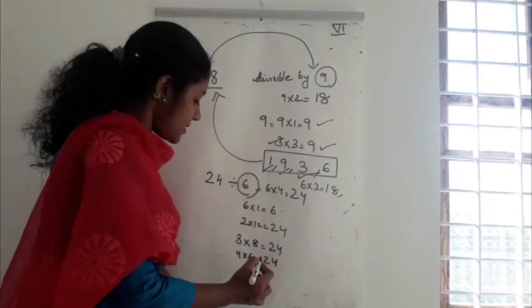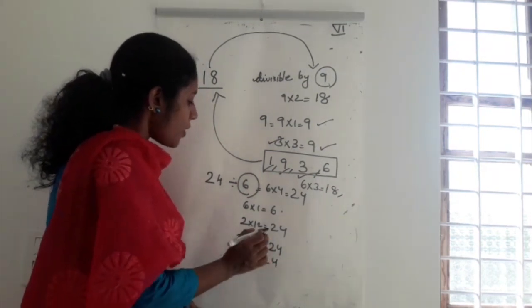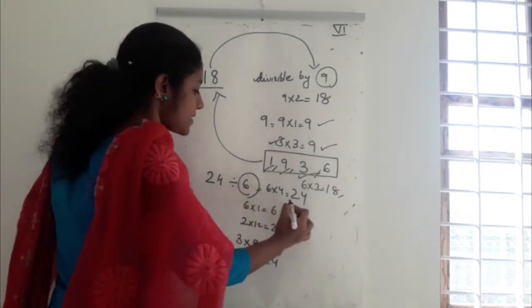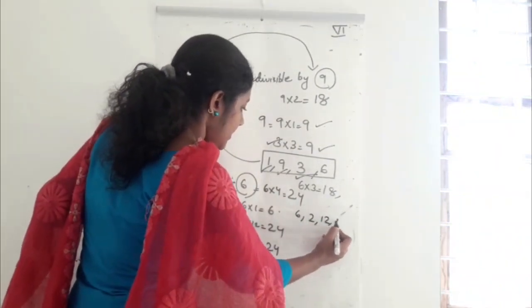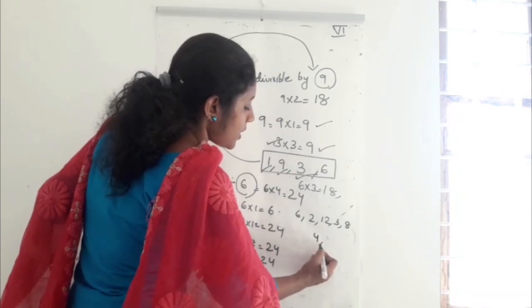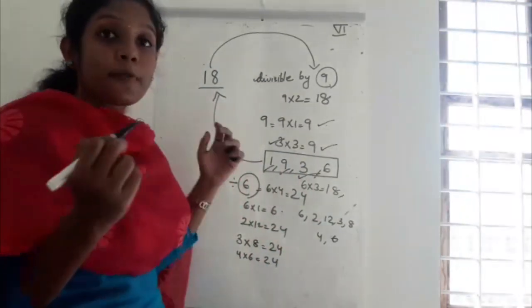7 times the table, 24 is not there. 8 3s are 24. Okay, so these are the factors. Which are the factors of 24? 6, then 2, 12, 3, 8, 4, 6. These are the factors of 24.